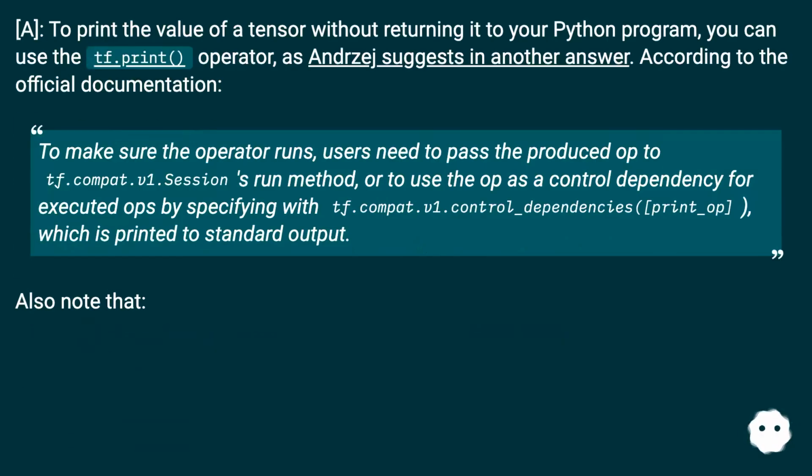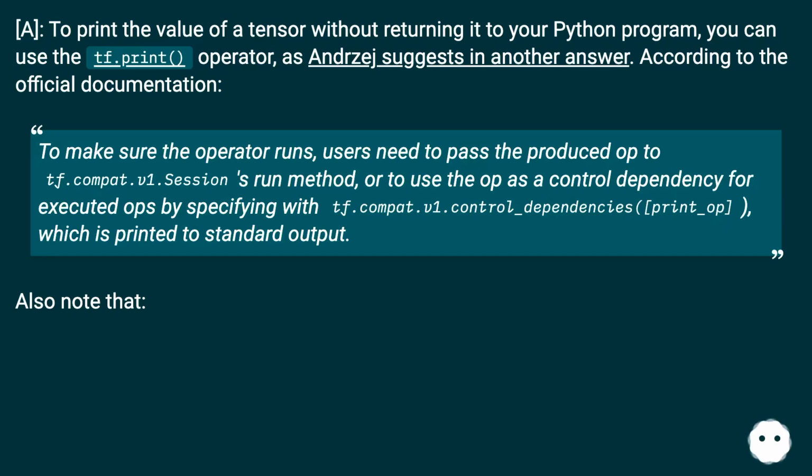To print the value of a tensor without returning it to your Python program, you can use the tf.print operator, as Andre suggests in another answer. According to the official documentation, to make sure the operator runs, users need to pass the produced op to the tf.compat.v1.Session's run method, or to use the op as a control dependency for executed ops by specifying with tf.compat.v1.control_dependencies([print_op]), which is printed to standard output.